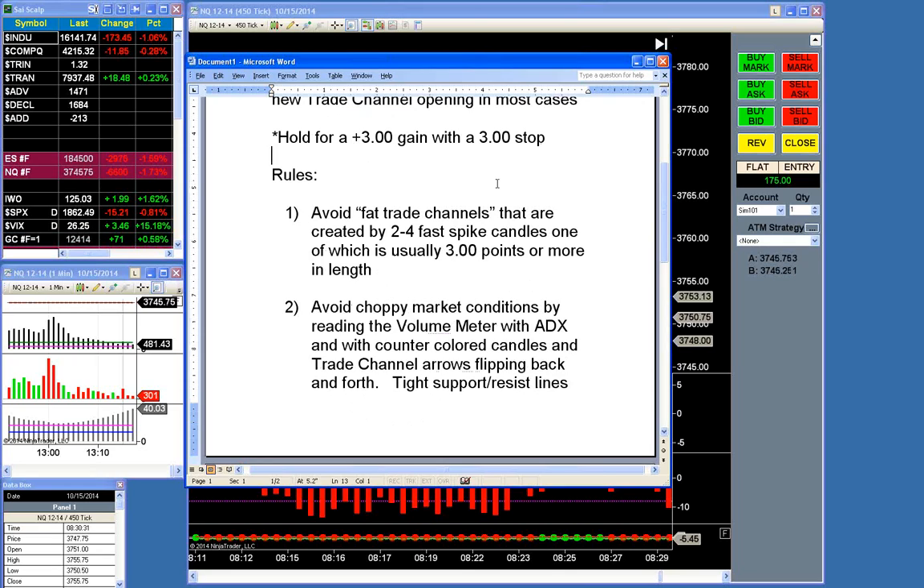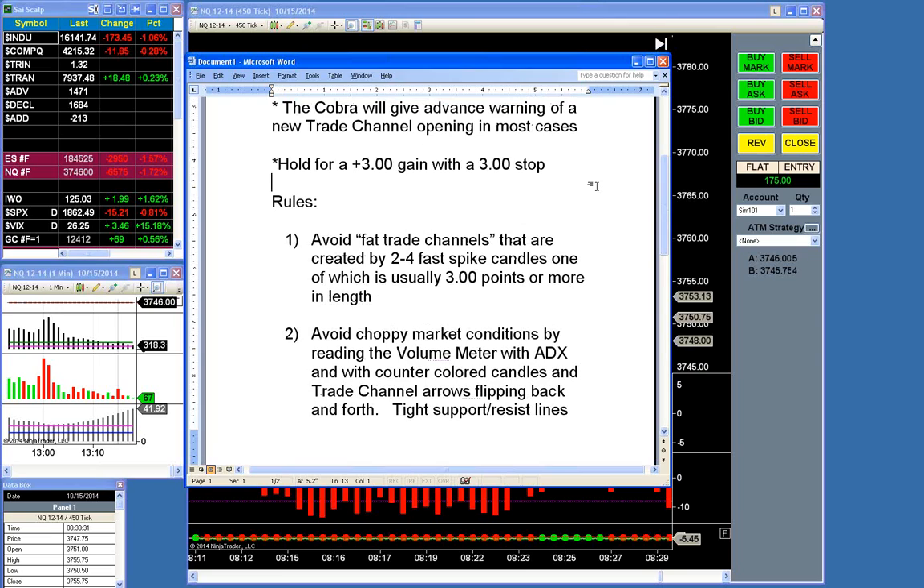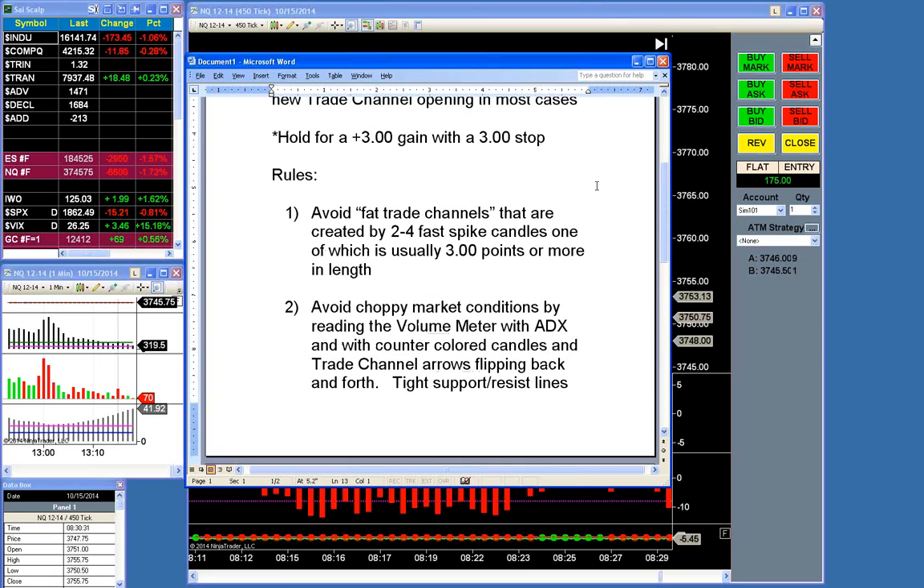Avoid fat trade channels that are created by 2 to 4 fast spike candles, one of those candles is usually 3 points or more in length. I'm going to be using NASDAQ as an example today. That applies also if you're trading ES or pretty much any contract in the U.S. stock indexes, the E-mini Dow. If you're using the Russell 2000, same thing.